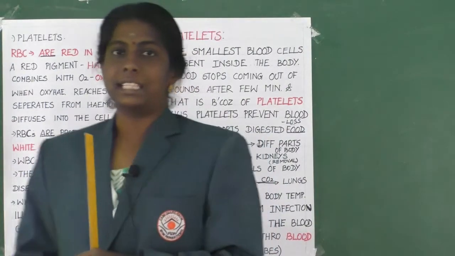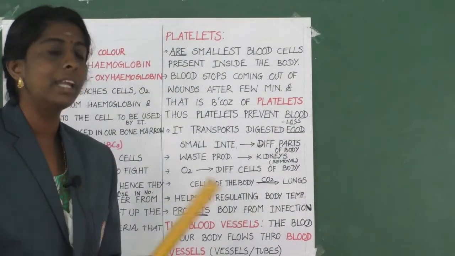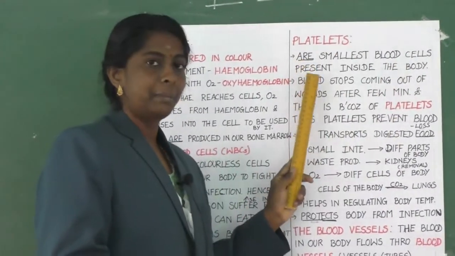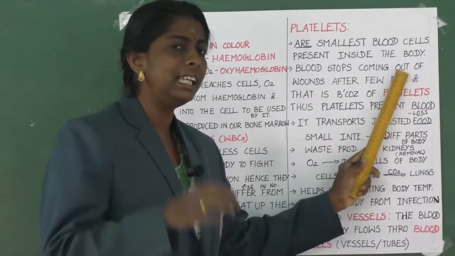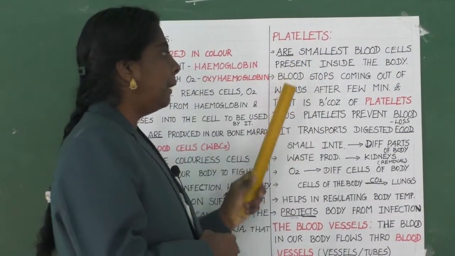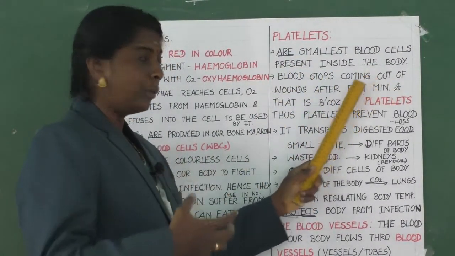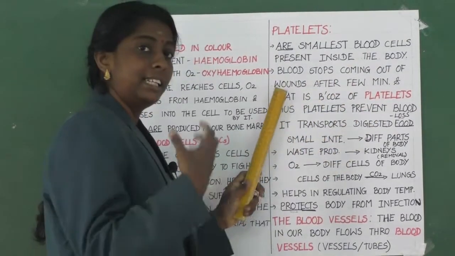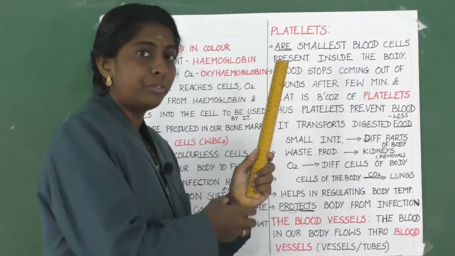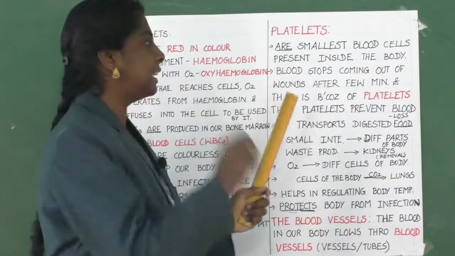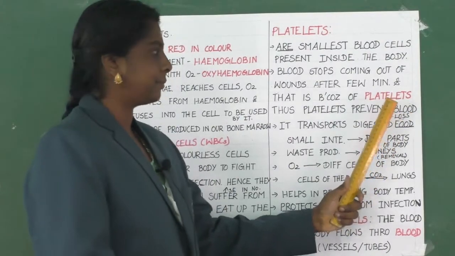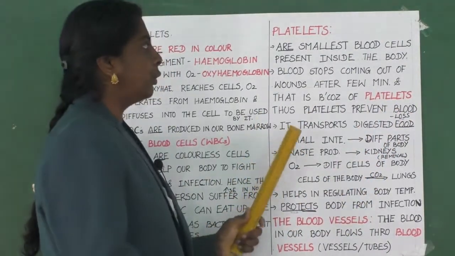Next thing is about platelets. What is that? Platelets are the smallest blood cells present inside the body. Clear? Then, blood stops coming out of wounds after a few minutes, and that is because of the presence of platelets. Thus, platelets prevent blood loss. Clear?